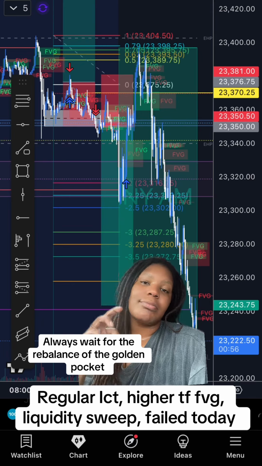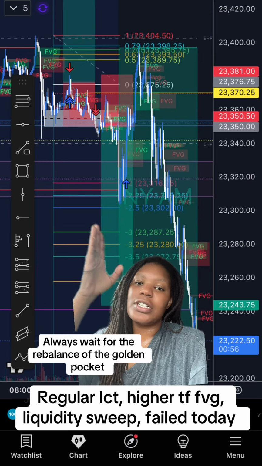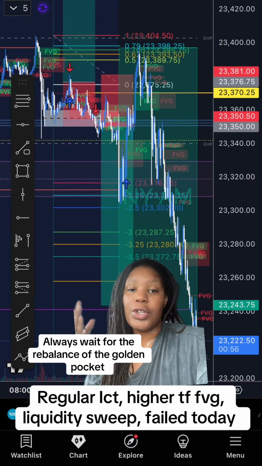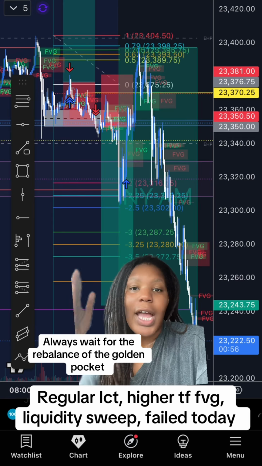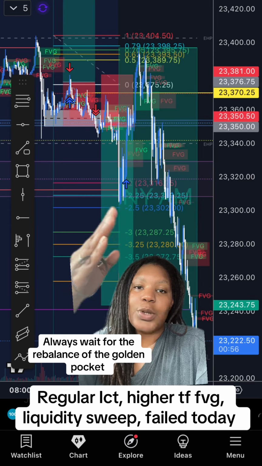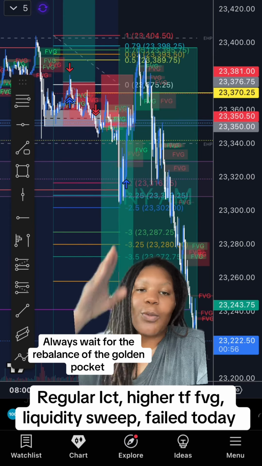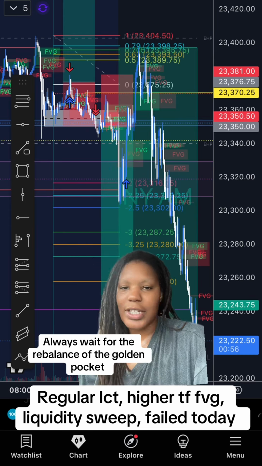Trust your bias. Like I said, a nice manipulation of London high. And I know if you look in the hour, we were clearly bullish on the 1 hour, had a nice 1 hour fair value gap, liquidity sweep, inverse fair value gap to the buys. And why didn't it play out? Because the standard deviation, I think, does trump a little bit.